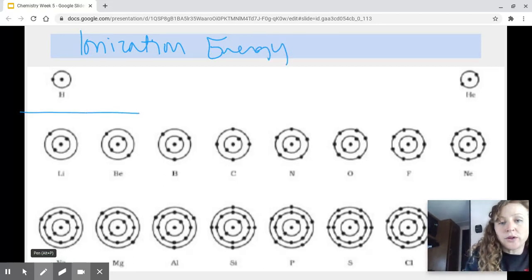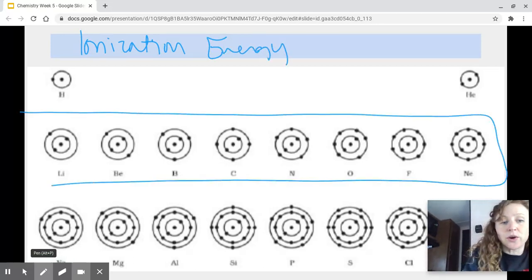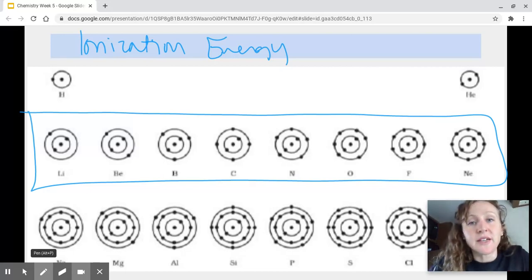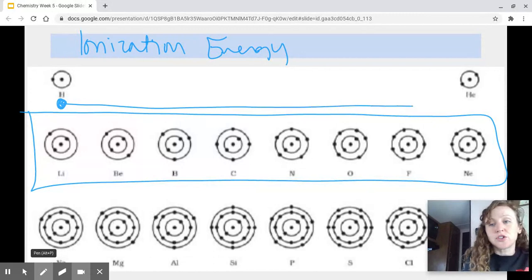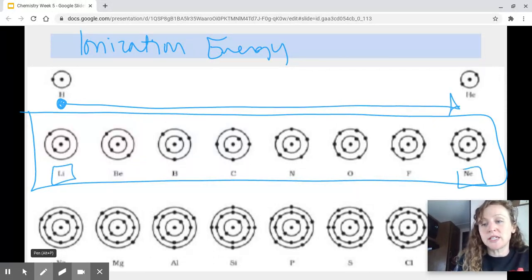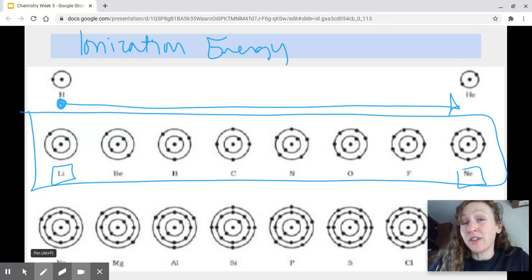And again, we're going to use this second row of the representative elements as our example, as our row to look at. So if we are looking left to right among the rows, so we're comparing lithium all the way to neon, how do you think ionization energy is going to change? Why don't you pause the video here and give yourself a prediction? Is ionization energy going to increase or decrease?